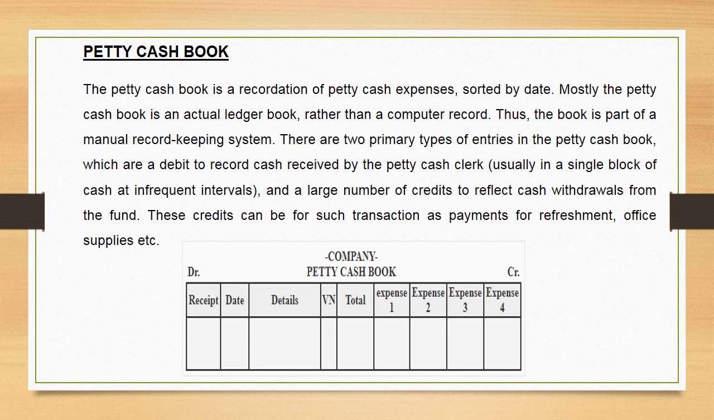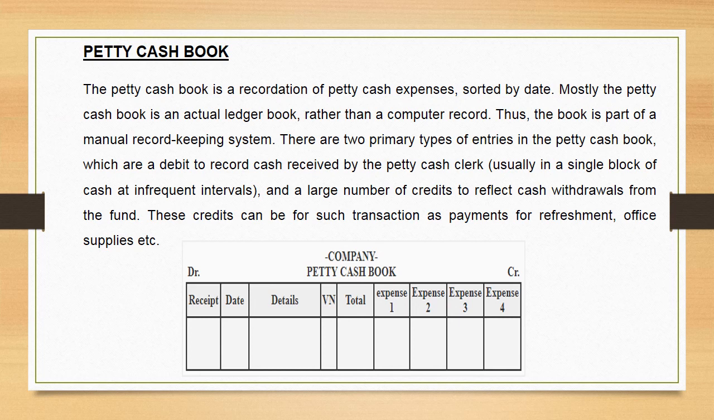Mostly the Petty Cash Book is an actual ledger book rather than a computer record. Thus the book is a part of a manual record keeping system. There are two primary types of entries in the Petty Cash Book, which are debit to record cash received by a petty cash clerk, usually in a single block, and a large number of credits to reflect cash withdrawals from the fund. These credits can be for such transactions as payment of refreshment, office supplies, etc.